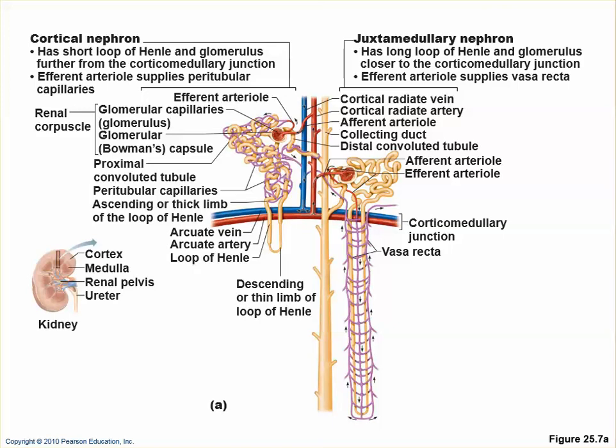Now, around each of these tubules are capillary beds. Around the proximal convoluted tubule and the distal convoluted tubule, there are capillary beds called peritubular capillaries. And this is what the stuff gets reabsorbed into. That's how it re-enters the bloodstream. Now, there are capillary beds that surround the loop of Henle, and the capillaries tend to be straight. So we call this group the vasa recta. Again, the vasa recta is used more to make concentrated urine.